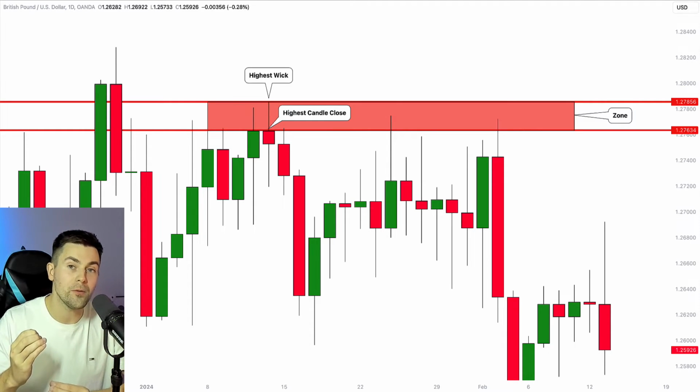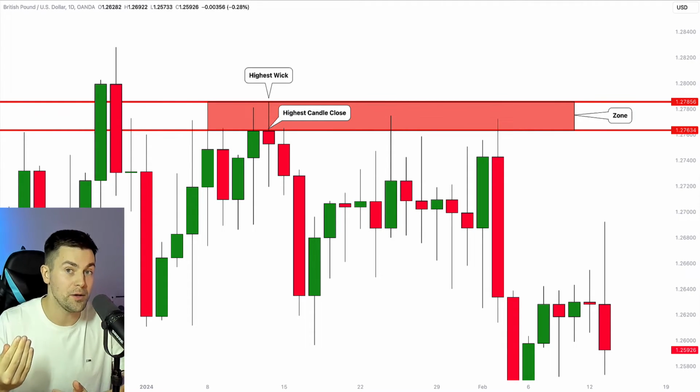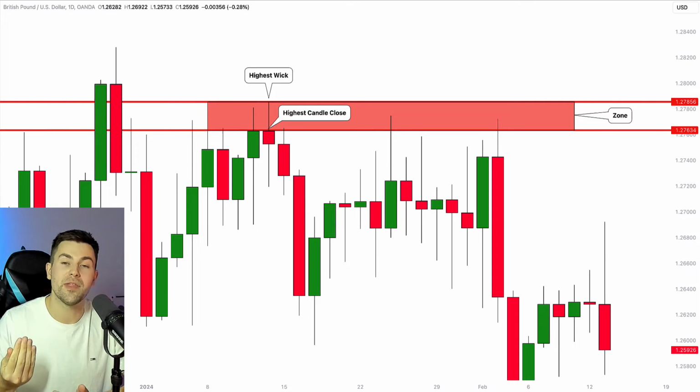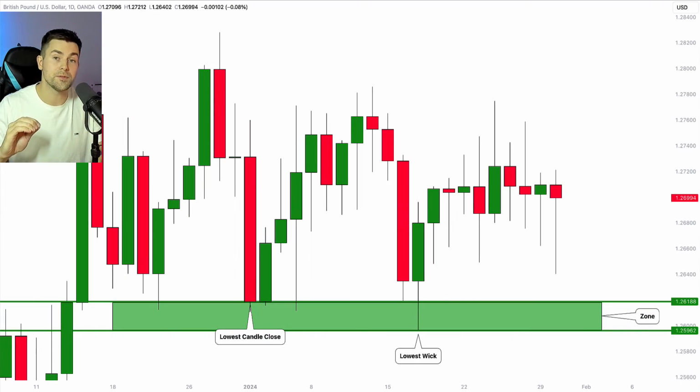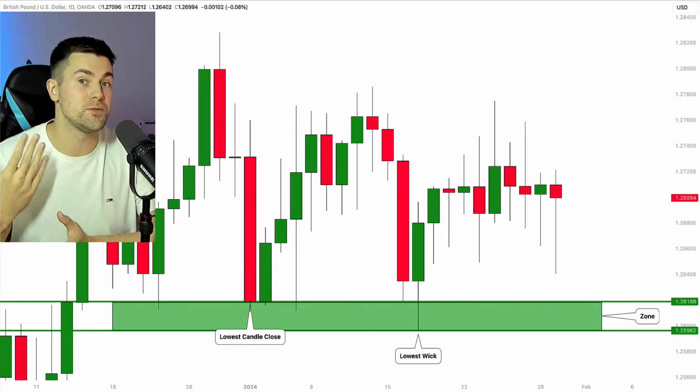The upper boundary of that zone will be the highest wick, and the lower boundary of that zone will be the highest candle close. And here we see two horizontal structure supports that are lying close to each other. We will unite these zones into one single area. The lower boundary of that area will be the lowest wick, while the upper boundary will be the lowest candle close. That will be our support zone.